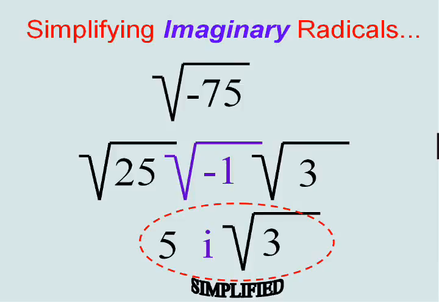It's pretty much the same thing, isn't it? Except we have that imaginary part that we have to take out because it's a negative square root.